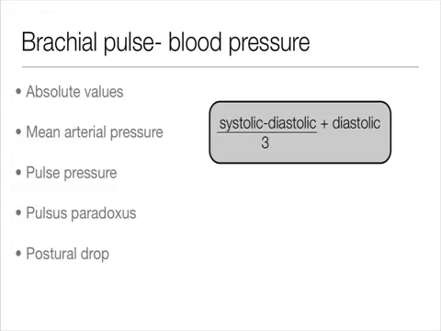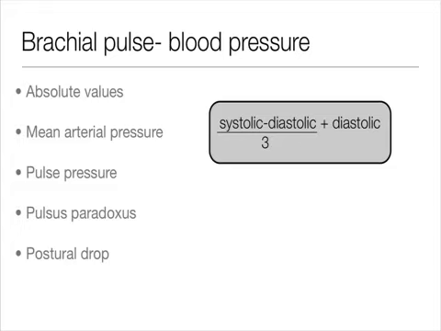The systolic minus the diastolic is also known as the pulse pressure. A mean arterial pressure of greater than 60 mm of mercury is thought to be enough to maintain end organ perfusion. However, this may be inadequate in some circumstances. So the pulse pressure, which is the systolic minus the diastolic, may be narrow in aortic stenosis and hypovolemic states, and may be wide in aortic regurgitation and sepsis.